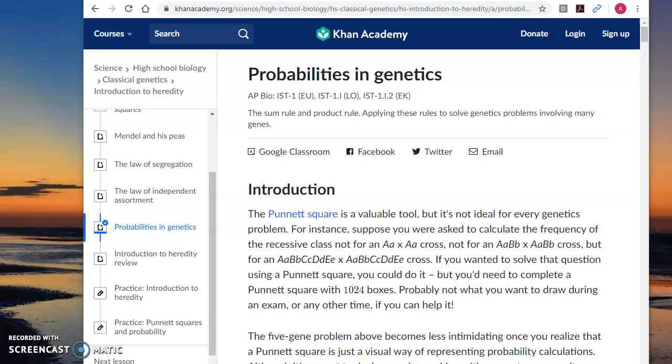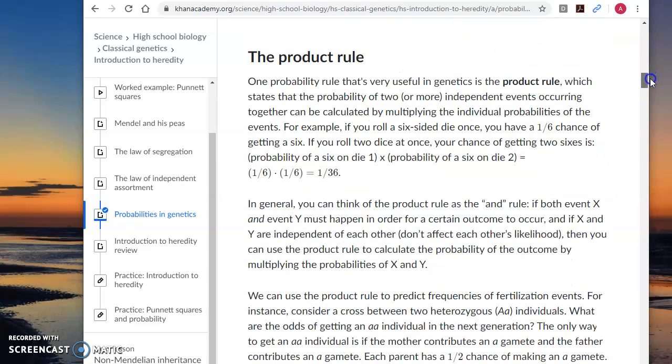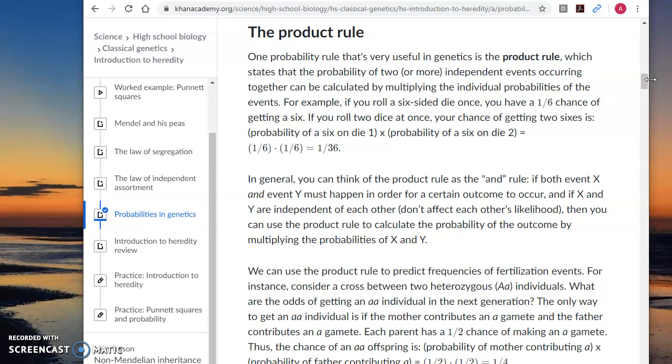Good day, everyone. I am just going to walk you through the article that I have posted on RenWeb today about probabilities. I'm going to go ahead and scroll down to the discussion of the laws themselves. So we have the product rule, and then we have the sum rule. The first one I'm going to look at here is the product rule.